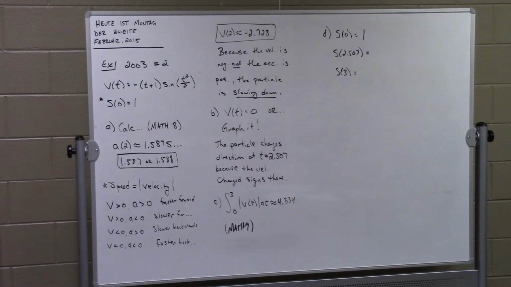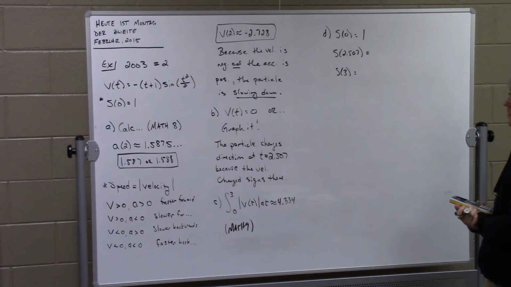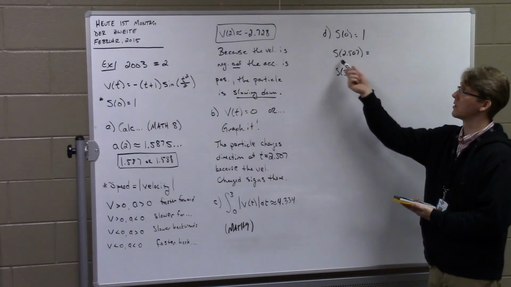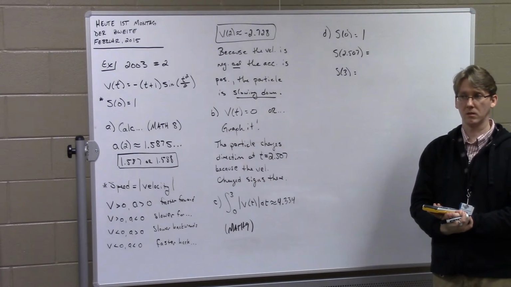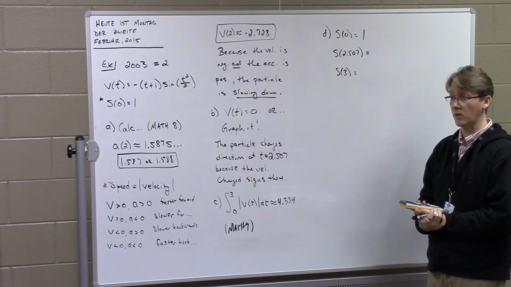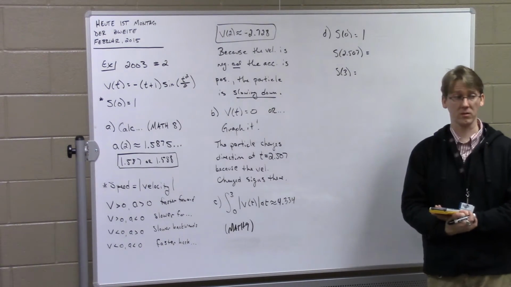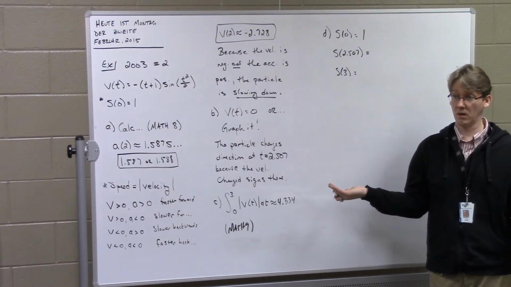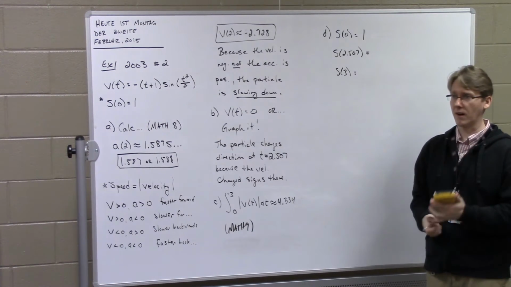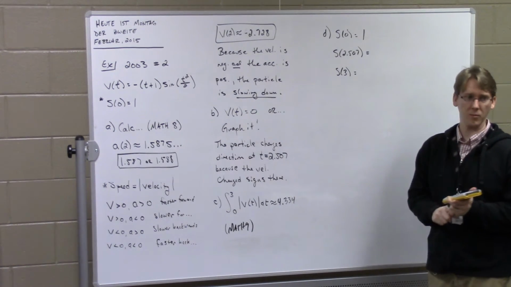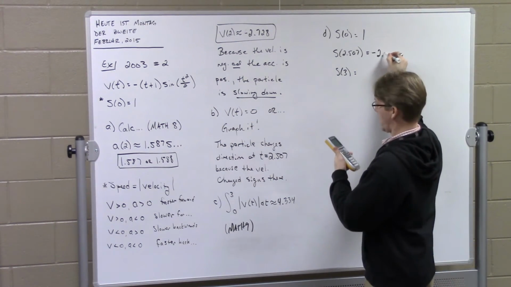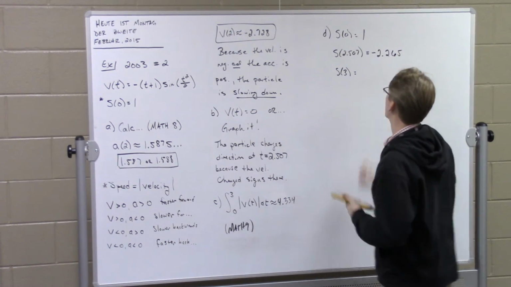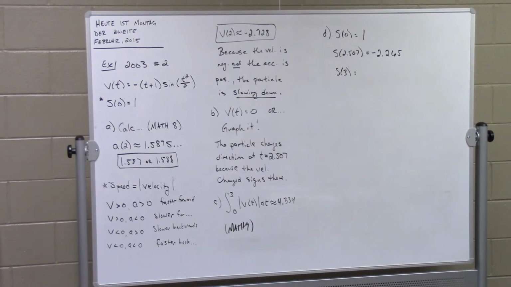What if I had started this at the point 0, 0, how would you figure out what its position is? Plug into the antiderivative. Go from 0 to 2.507 and get a number, and then add 1 to it, right? Since it starts at 1, we just shifted up 1 unit. So this one shifted up 1 unit is negative 2.265. All right, what about 3?